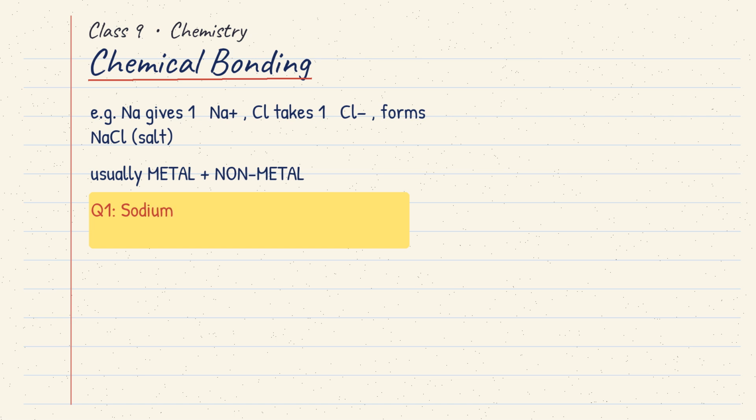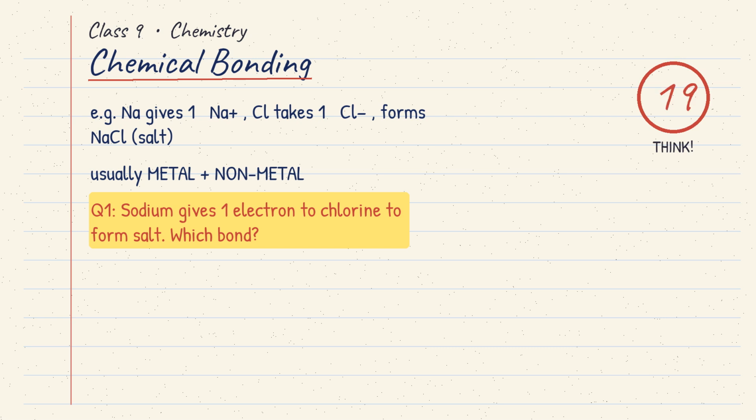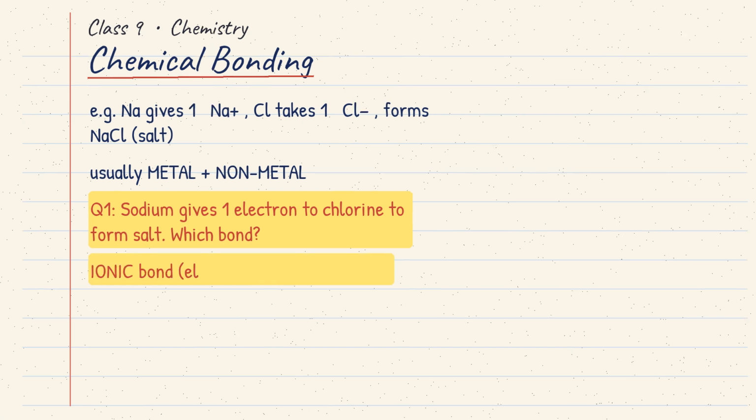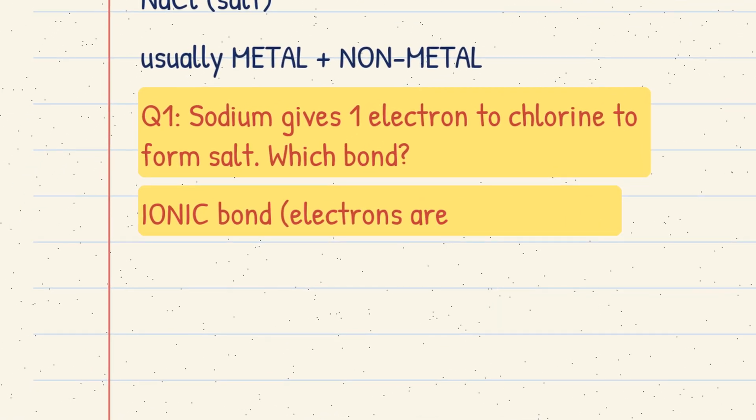Question time. Sodium gives one electron to chlorine, and they form salt. What kind of bond is this? Pause and think. Yes, ionic. One atom gave and the other took, so the electrons were transferred. That is an ionic bond.